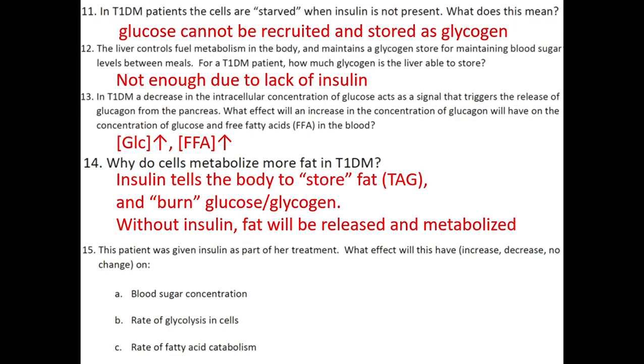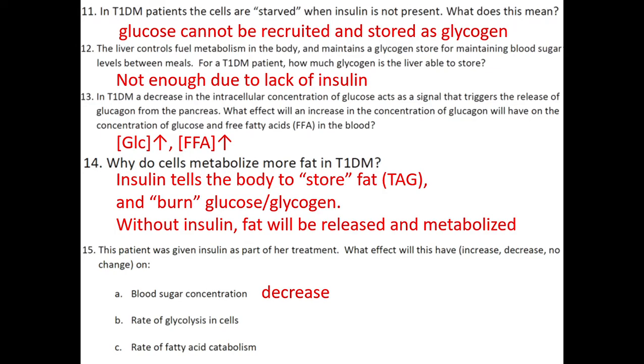Alright, so next question, 15. This patient was given insulin as part of a treatment. This is what we normally do. So what effect will this have on A, blood sugar concentration? So what if we give the patient insulin? Insulin will tell the system to store glucose into glycogen. So what do you know about blood sugar concentration? It will decrease because all that glucose is stored as glycogen.